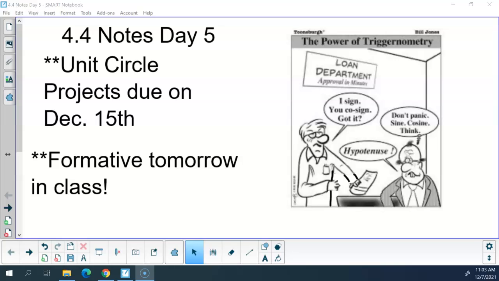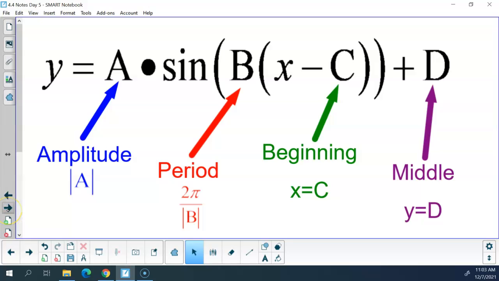Today, I would like to do 2 examples. So 2 notes examples, and then we're going to have a station rotation where you're going to be moving around the room. So that's what's going to happen for that. Here is the general form, and again, this works for sines and for cosines too.